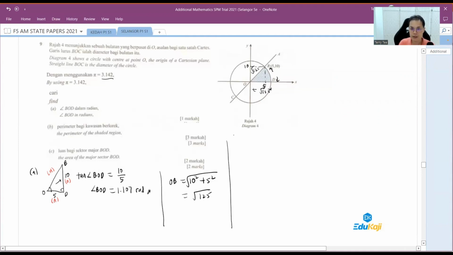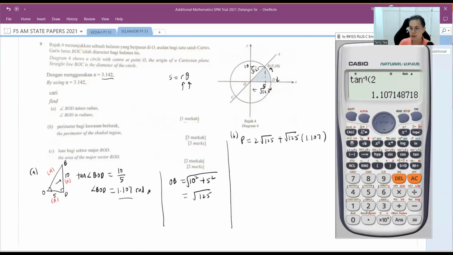So your perimeter, sorry, let me do it here. Perimeter consists of 2 times square root 125 plus this arc. I need to mark is your radius. Remember, to find length of arc, we use s equals r theta. r is your radius, theta is your angle. I know my radius is square root 125. My angle theta is 1.107.